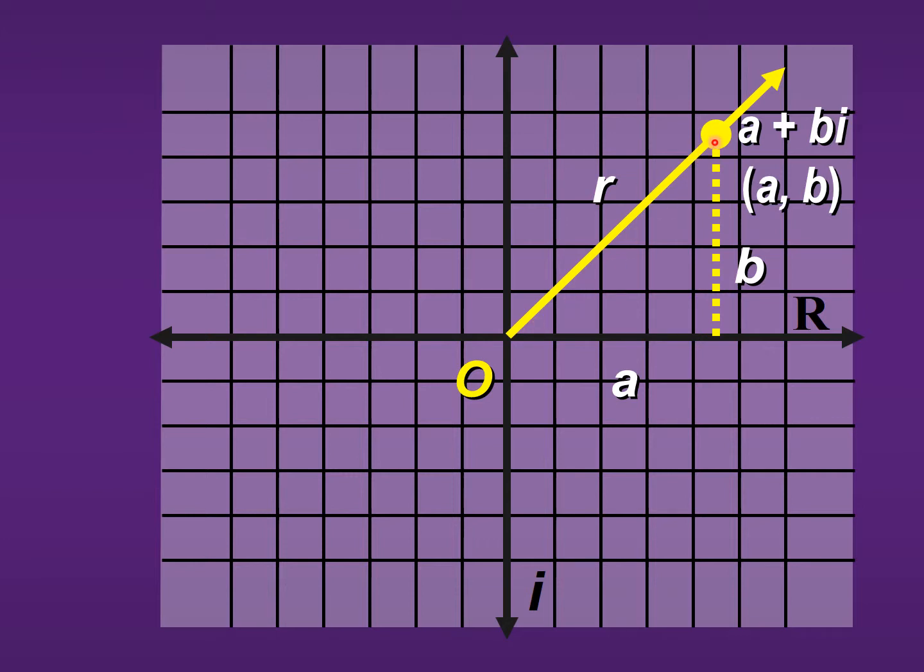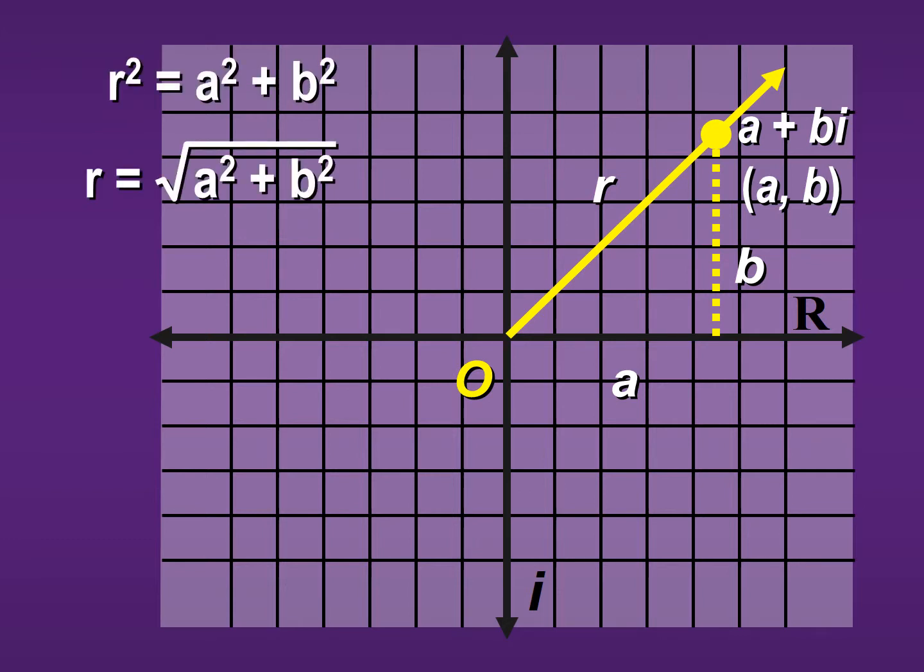Remember, r can be found using the Pythagorean theorem. That's just a squared plus b squared equals r squared. So r, or our modulus, or the absolute value of our complex number, is the square root of a squared plus b squared. That's the formula for your modulus, where a is the real number part and b is the imaginary part.